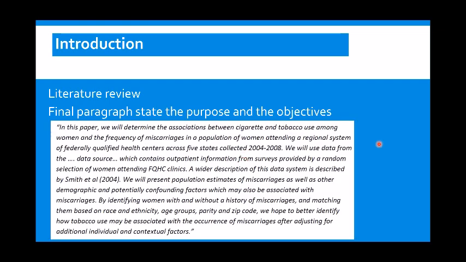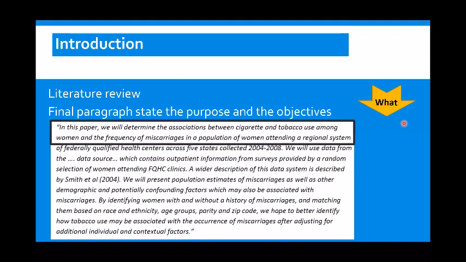So for example, take this last paragraph of an introduction. When we assess the background, we use active, but slow, active reading. And how do we do that? We ask what in that section, and you can see they state very clearly that they are studying the effect of cigarettes and tobacco on women who have miscarriages.